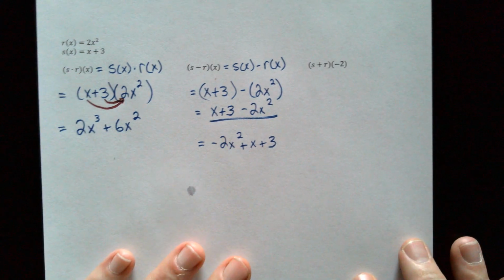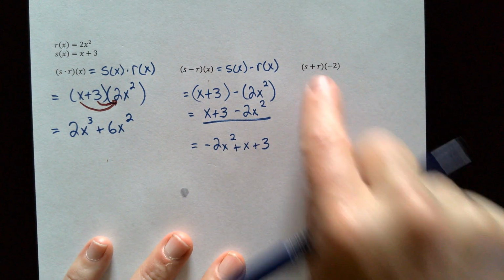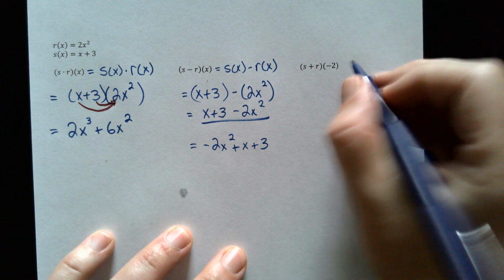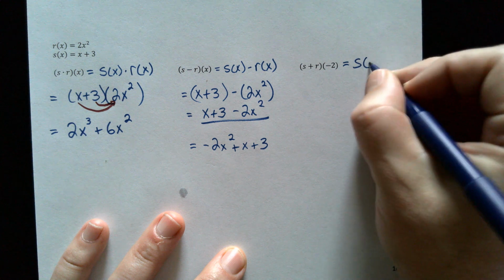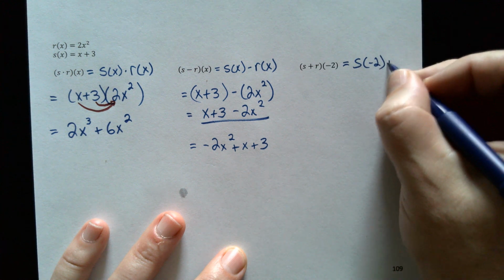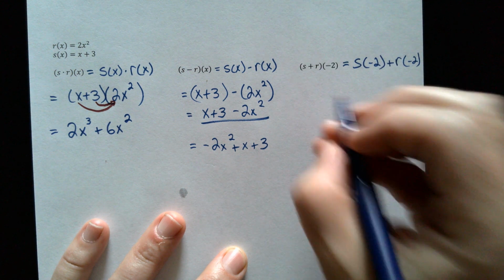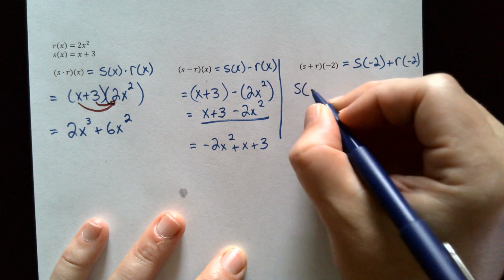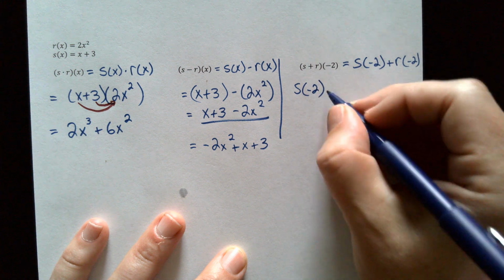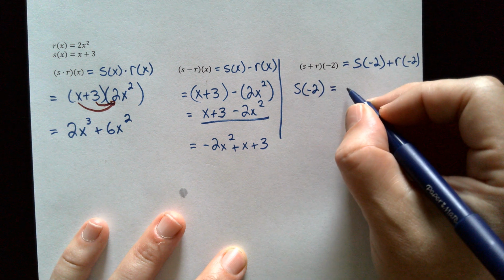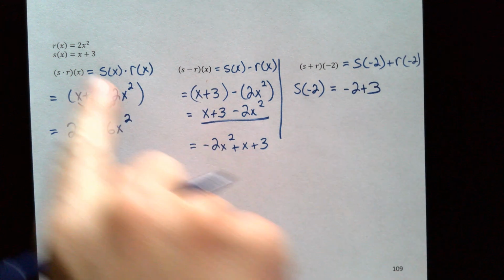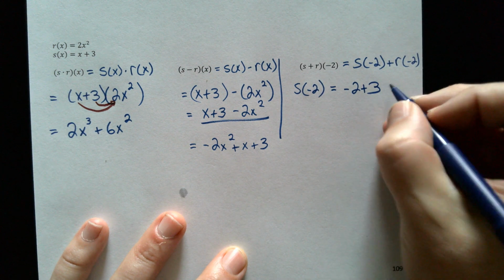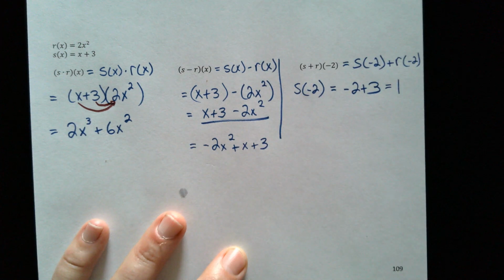Okay. All right, so last one we have here is s plus r of negative 2. So that one's going to be s of negative 2 plus r of negative 2. Okay, so let me do it a little different way this time. Let's just figure out what these two are. So s of negative 2 will be the first thing I'll figure out, which will be negative 2 plus 3, plugging it into this function. Okay, and that gives us 1. So s of negative 2 is equal to 1.